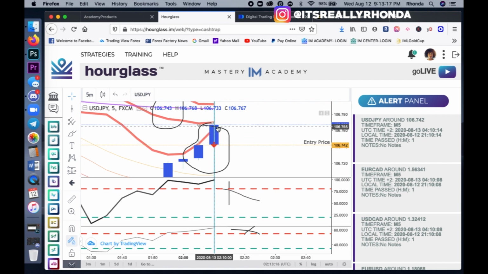So you see here, we want to wait for price to start coming down to take this sell down. So not yet. We want to take it down here. See where the word entry is here? That's where we want to take this trade. So we want to be able to take it.